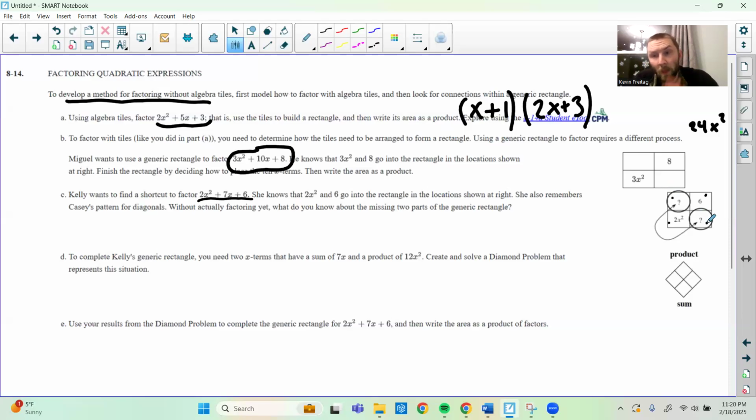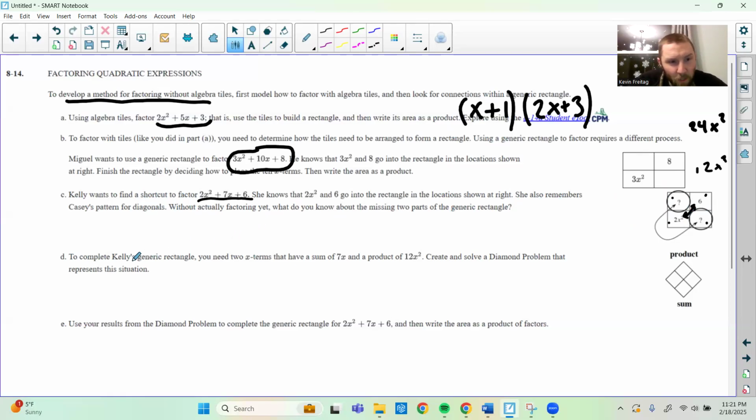Well, we know that when we multiply them together, they have to equal 12. Why 12? Well, because 6 times 2, going this way, is equal to 12. 6 times 2x squared, that's 12x squared. So these have to multiply to be 12x squared. That would be the answer to letter C.